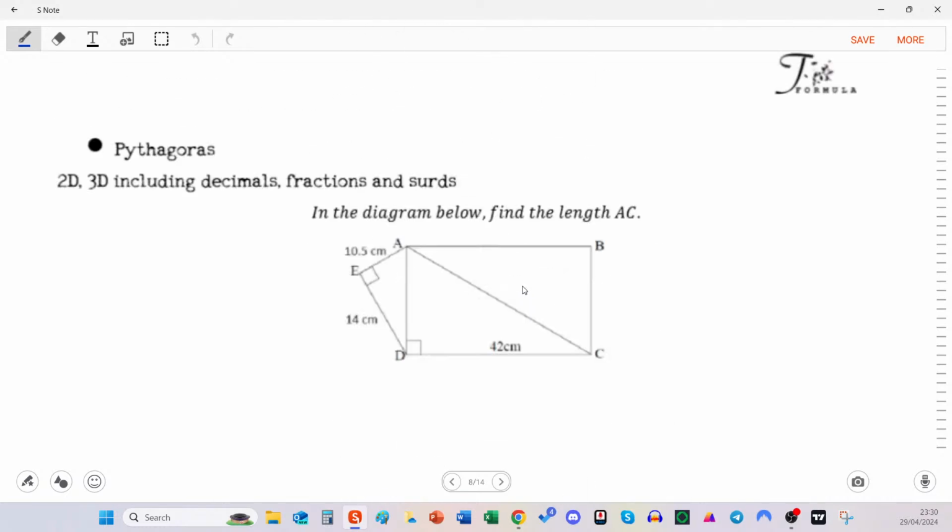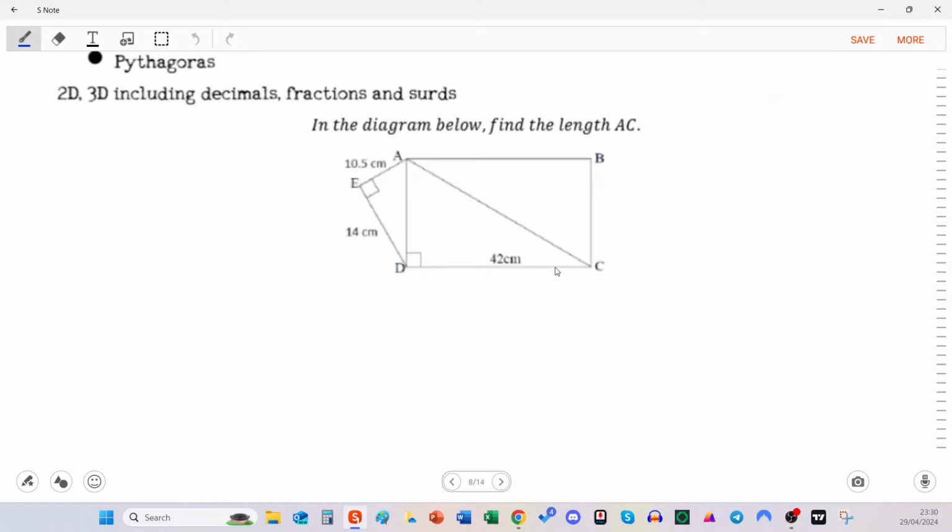Okay, so 2D and 3D Pythagoras. So this is an example of 2D Pythagoras. It's actually a composite sort of diagram where we have different sections, and we're going to have to make our way across. So find AC. So we can highlight AC here. So this length. We don't know enough about this triangle. Pythagoras is a squared plus b squared equals c squared, where a and b are the small sides.